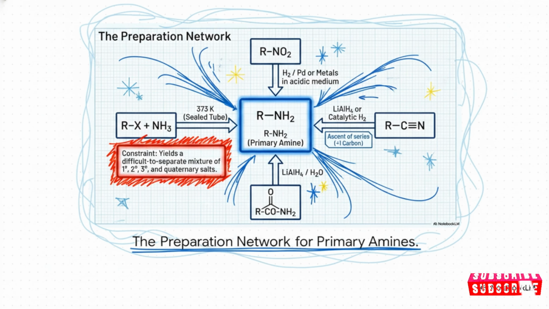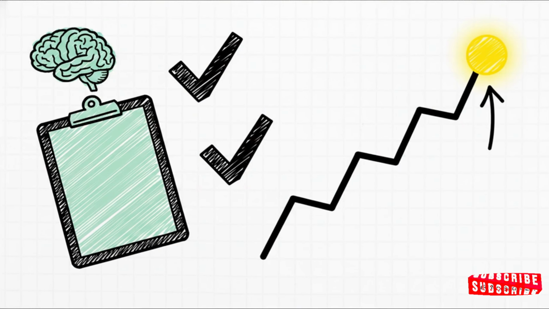Not great at all if you want a clean product. Let's boil that complex network down to a simple mental checklist, making those dense flowcharts super manageable to memorize. Notice the second step, nitrile reduction? We call that a chain ascent because it actually adds a carbon to your chain. Keeping strict track of your carbon count is step number 1 for acing literally any synthesis question.